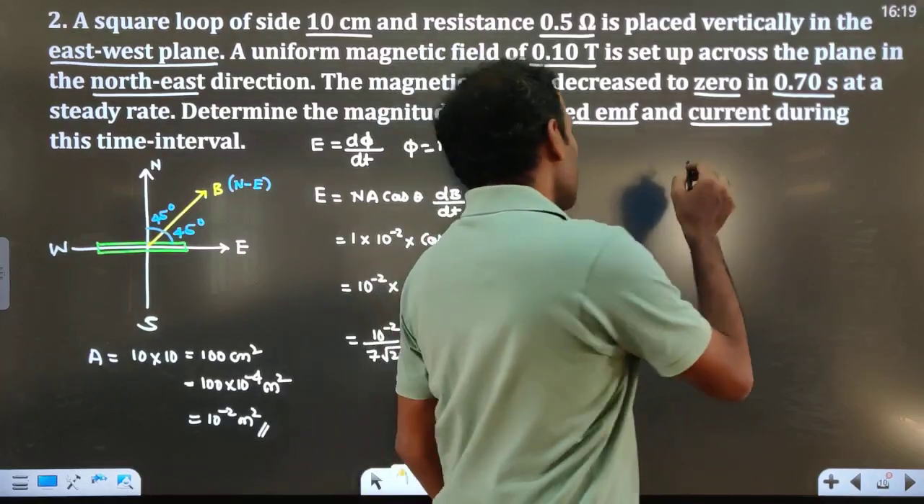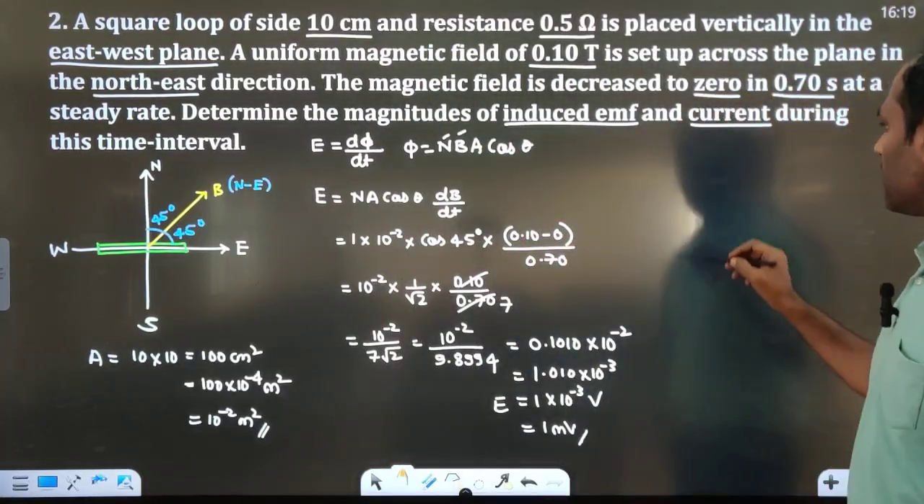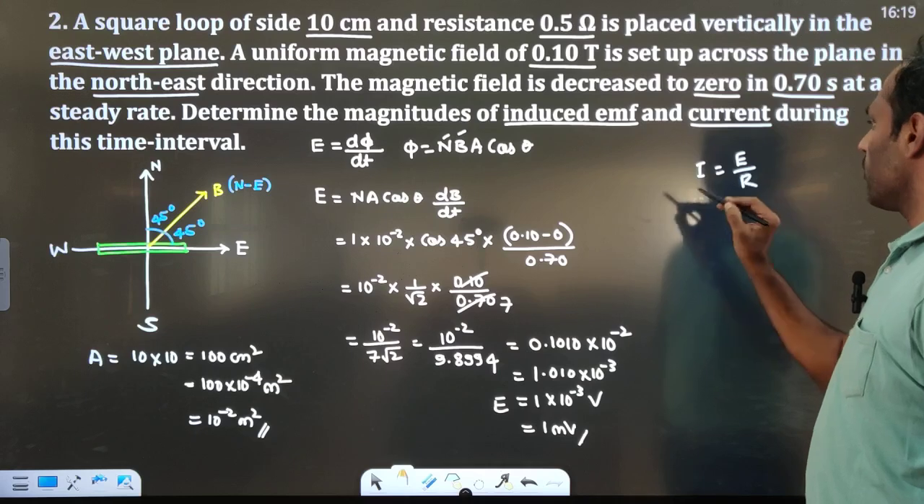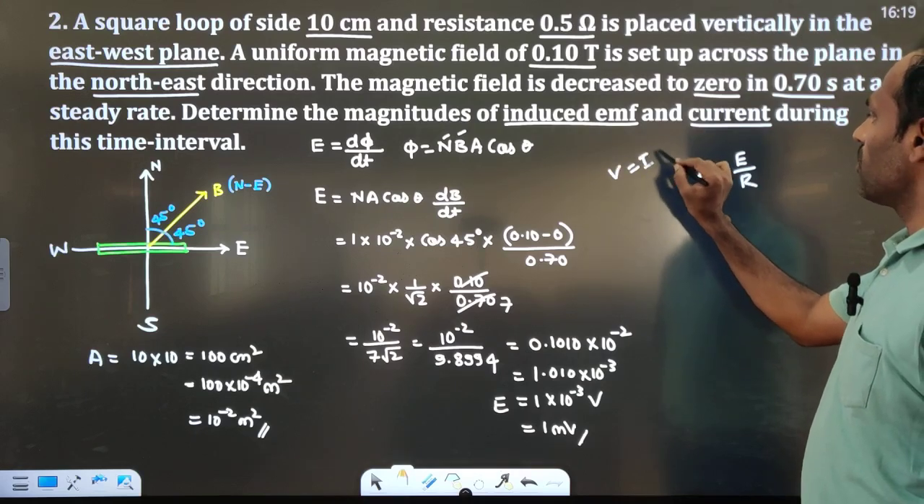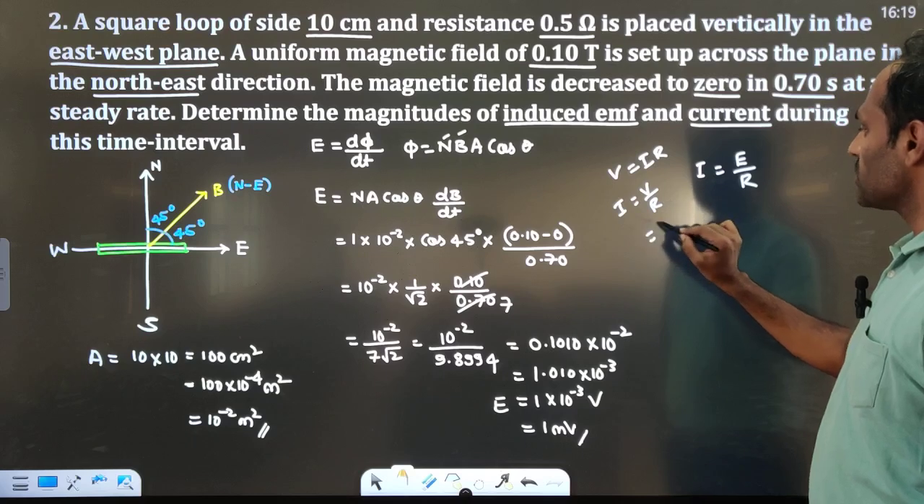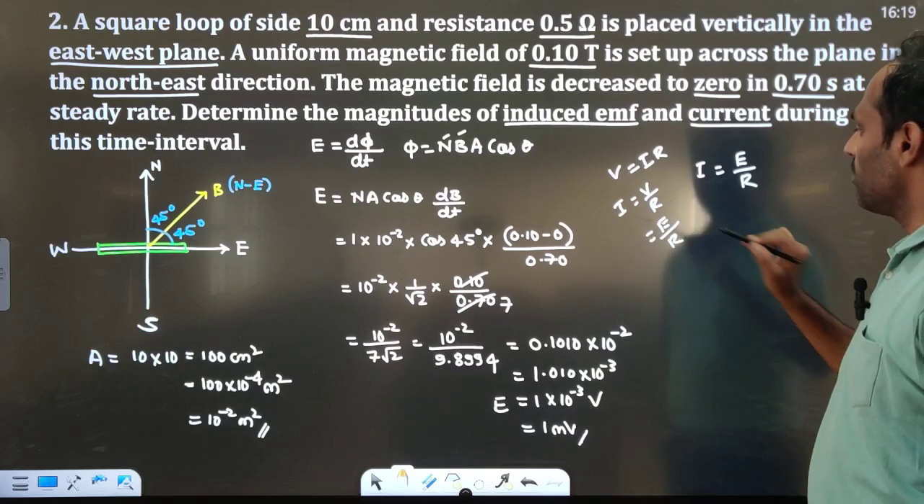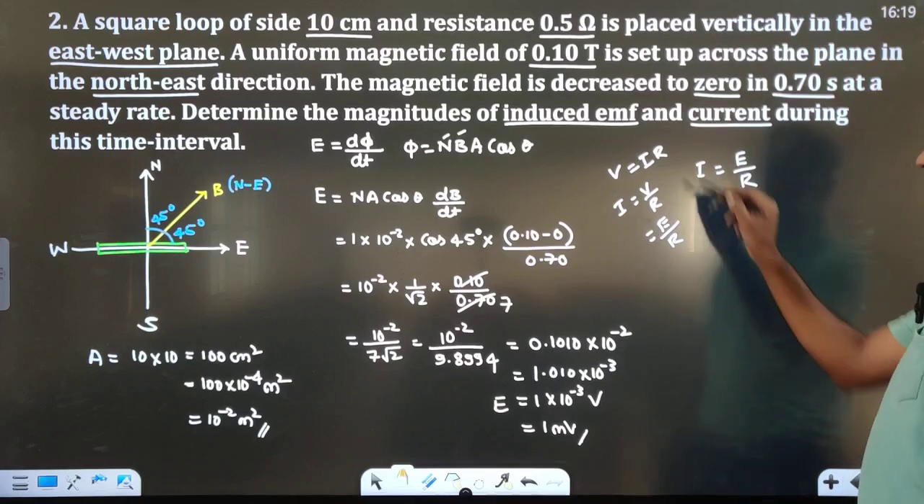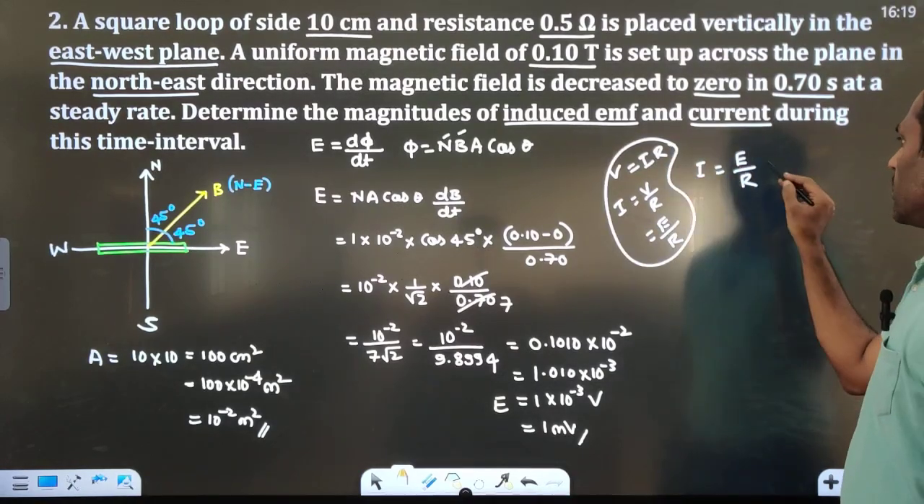Next what do we want? We want current, correct? So current I is equal to E divided by R. Why? By Ohm's law we know V is equal to I into R, then I is equal to V divided by R. What is V? V itself is taken as EMF here. EMF is in volts, potential difference is in volts, right? This is why we take I is equal to E divided by R.